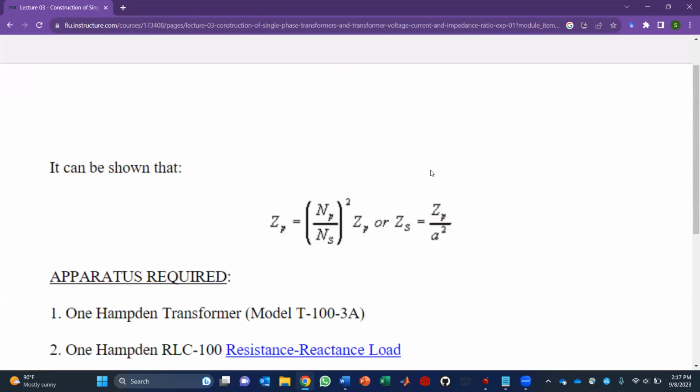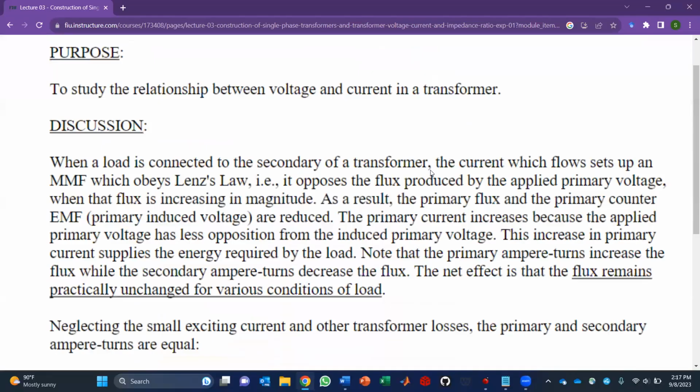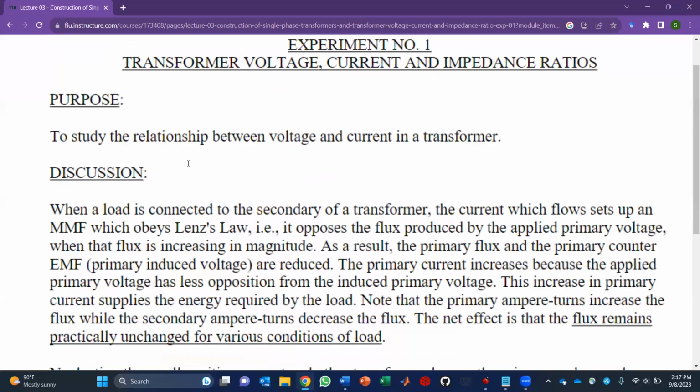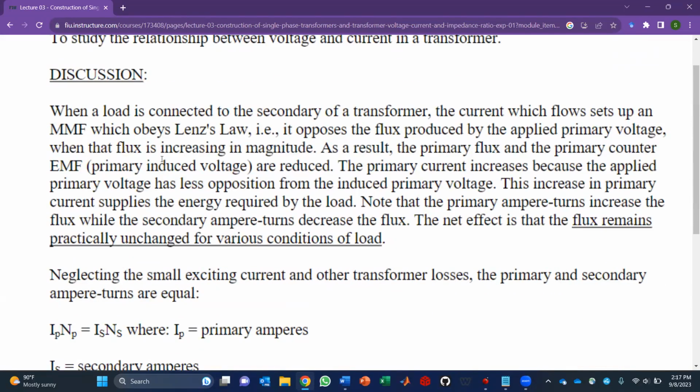So in this experiment, it is as simple as that. And in the report, you're gonna write the purpose, this sentence, that's it. And in theory, this is the theory part, I'd like you to write 1 or 2 sentences, not more than that. You don't need to actually write the whole thing.